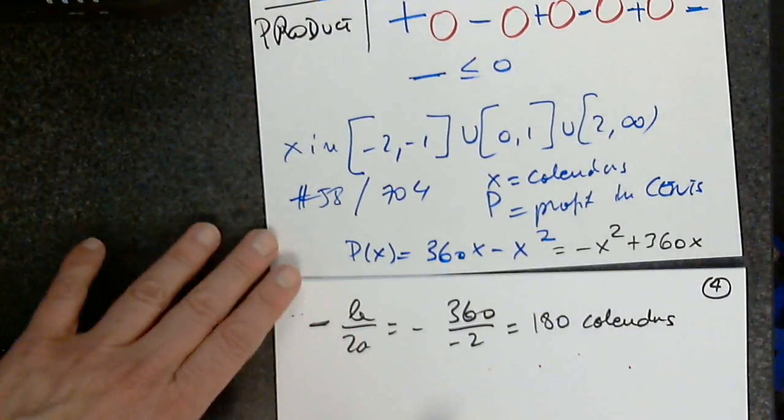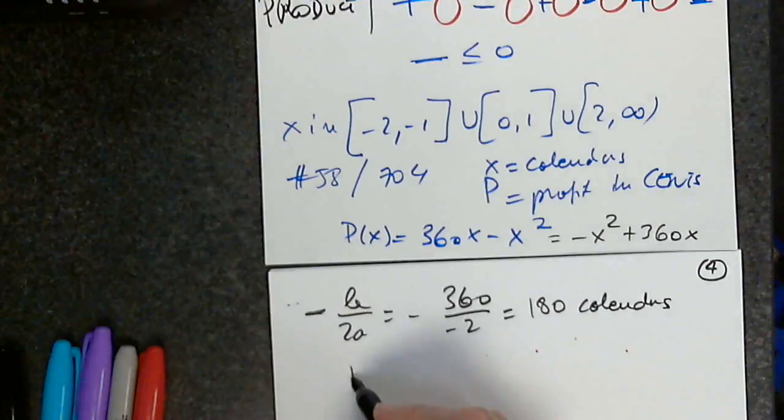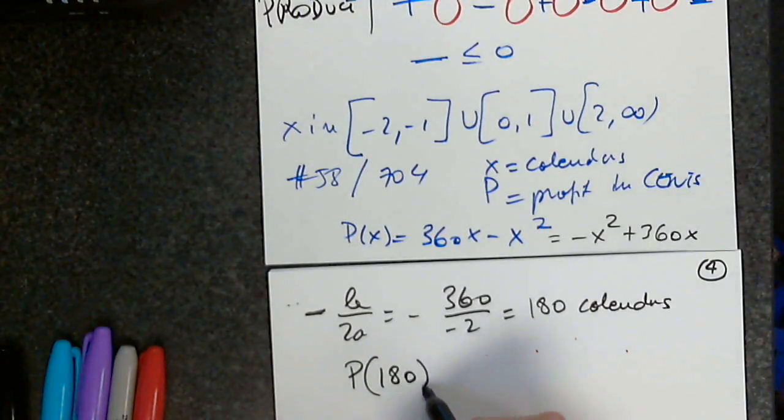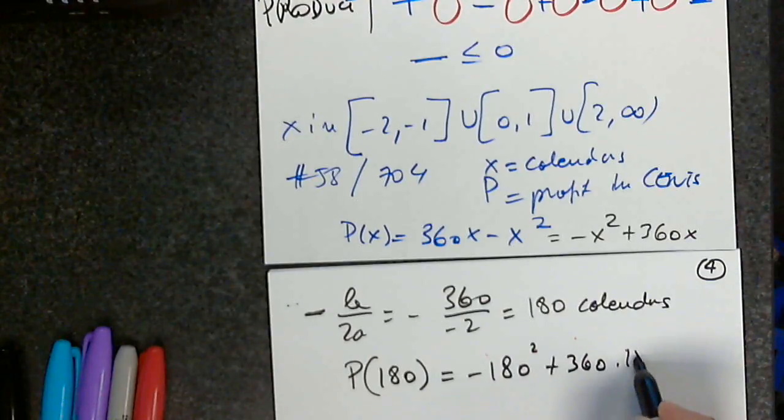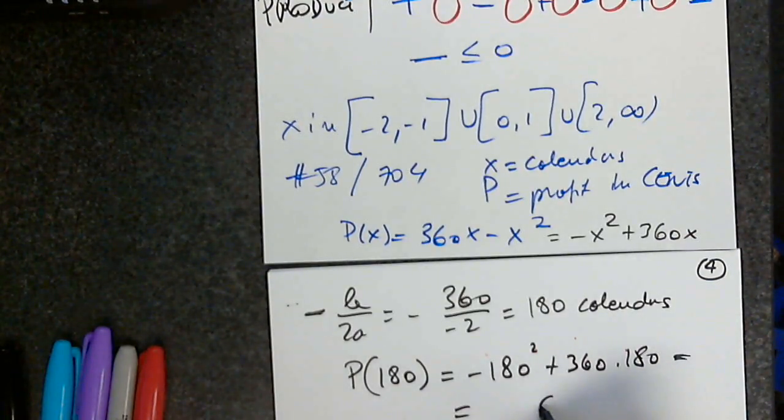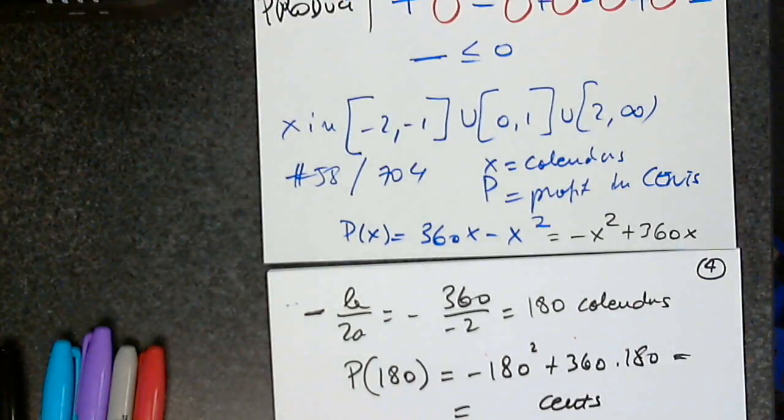That's okay. So now in order to find the maximum profit, I will find P of 180, which is negative 180 squared plus 360 times 180, and this will be in cents. So let's plug it in.